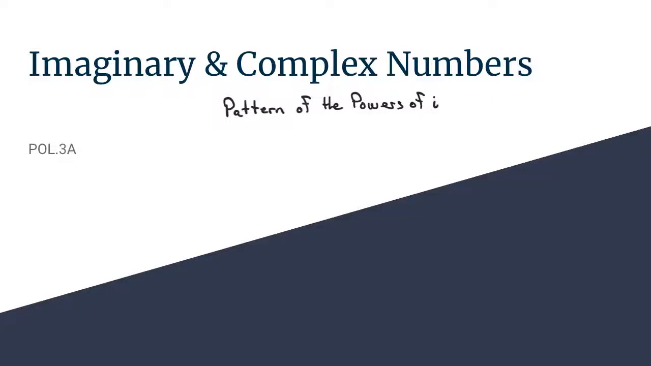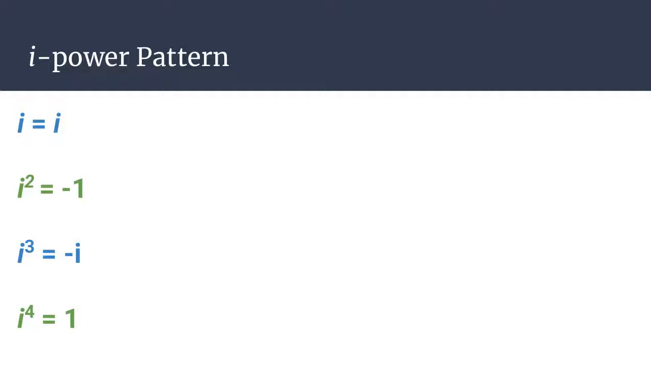In this video, we're going to use the powers of i pattern to help us evaluate any power of i into its most simplified form. What we see on the left here is your first four powers of i. So i is just i, but i squared, as we know, is -1.